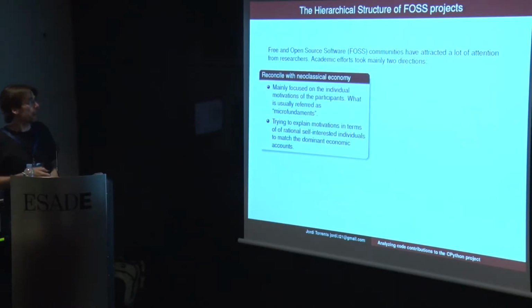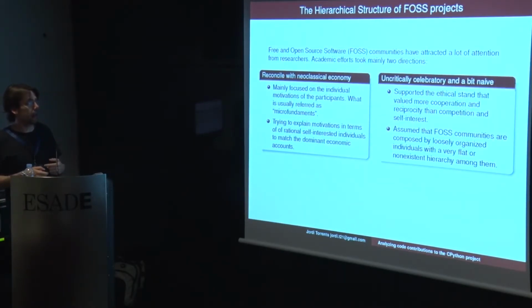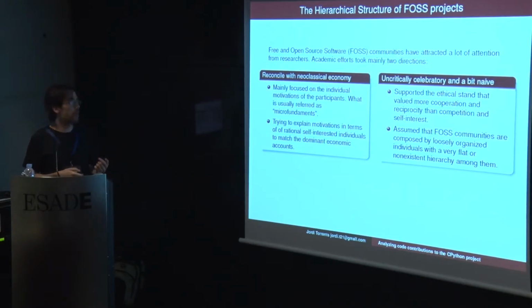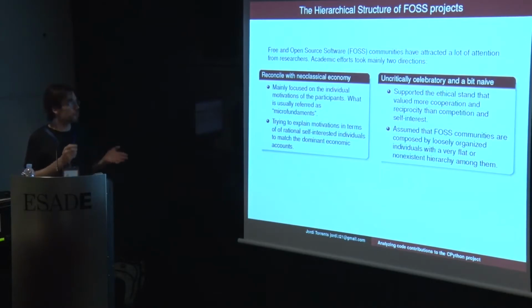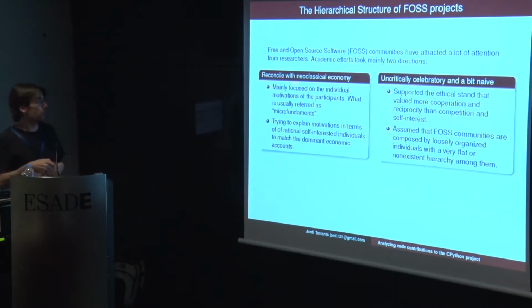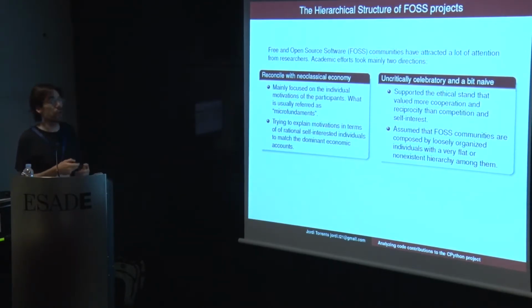This is relevant in the sociological literature on free software because this literature mainly takes two directions. The first one is to reconcile the open source phenomenon with neoclassical economics, which thinks that individuals are homo economicus, and if you have no benefit, you don't do anything. And this stream of literature has focused mostly on individuals and what the motivations of people are.